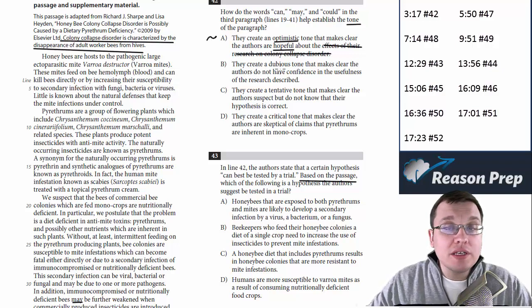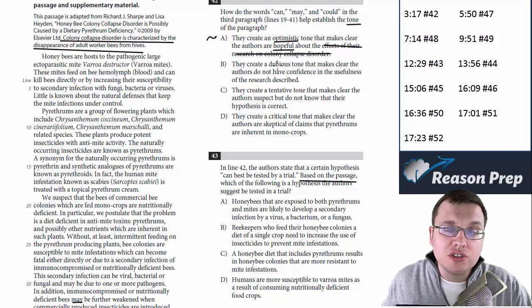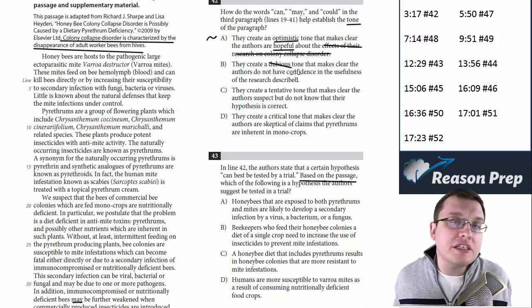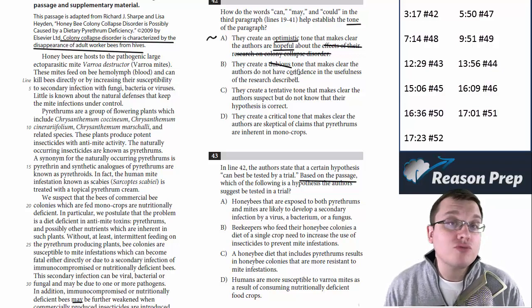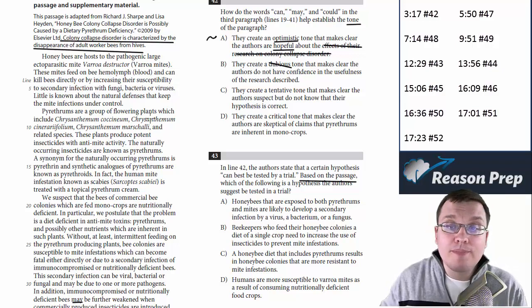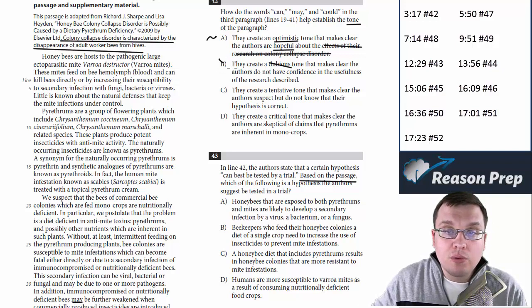They create a dubious tone that makes clear the authors do not have confidence in the usefulness of their research described. This is a little bit too strong. Dubious means like doubtful. They are not really doubtful. They think their theory is right. They're just not going to fully commit to it. So we'll get rid of B.